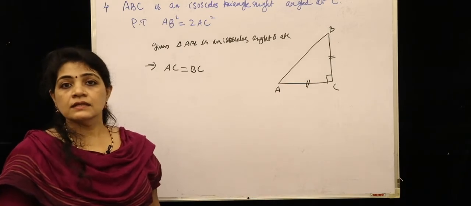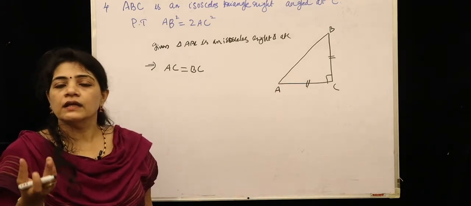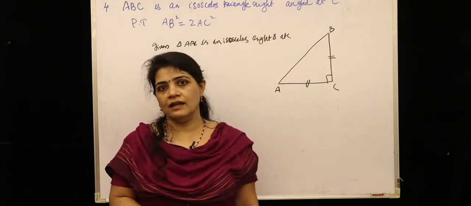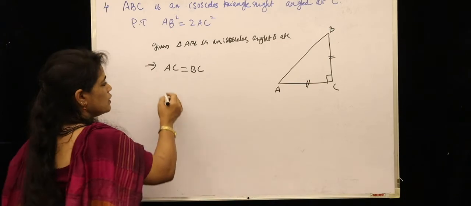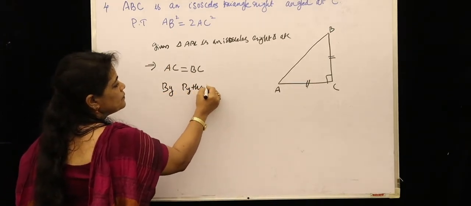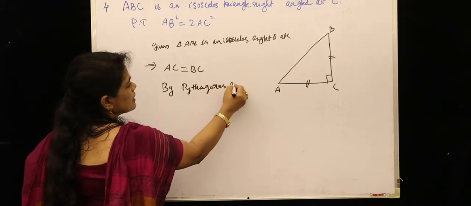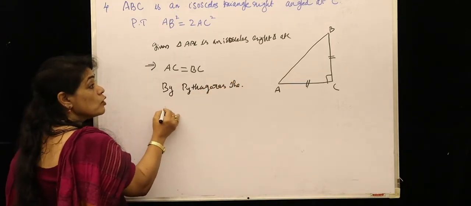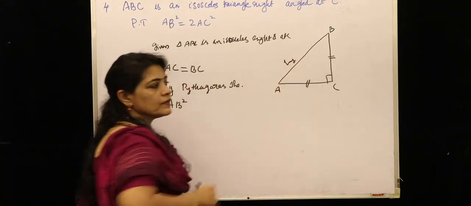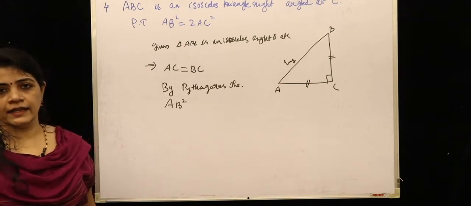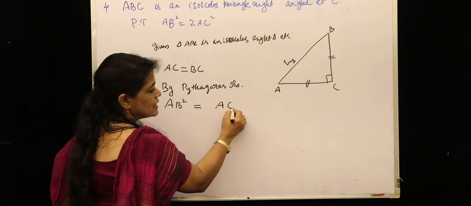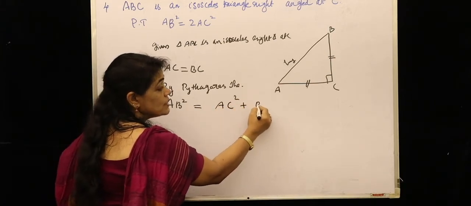See children, since it is a right triangle, you can definitely apply Pythagoras theorem. Pythagoras theorem is only for the right triangle. So by Pythagoras theorem, we have the square of the hypotenuse, here the hypotenuse is the longest side, the side opposite to 90 degree, is equal to the sum of the squares of the other two sides, AC square and BC square.